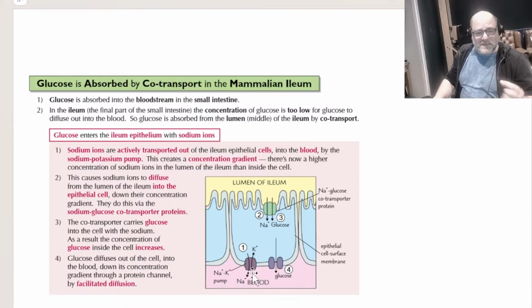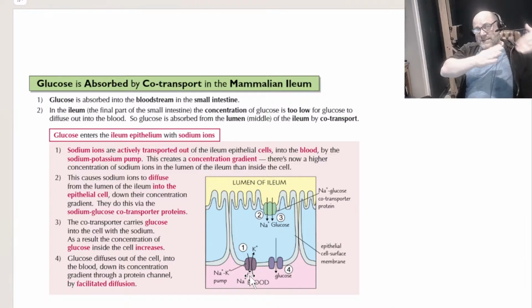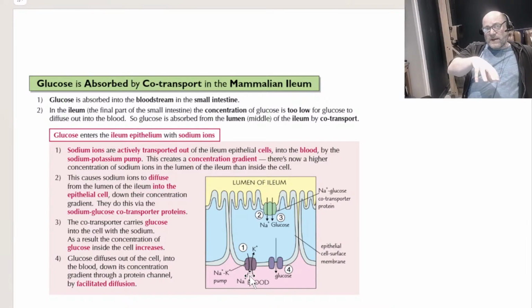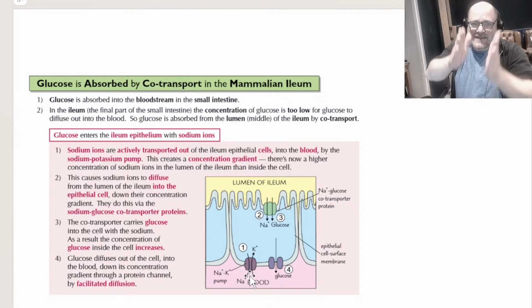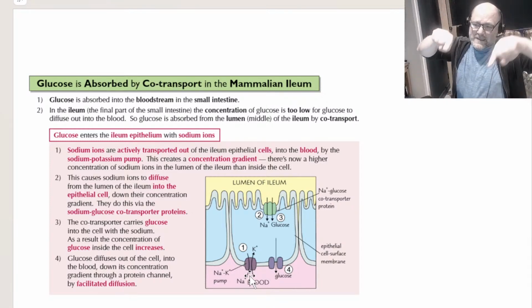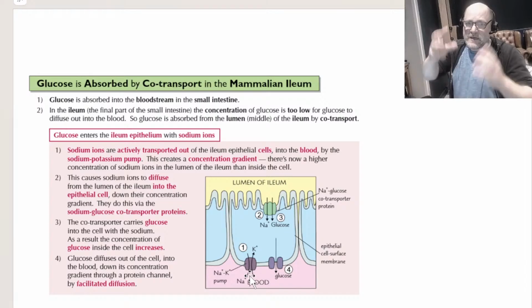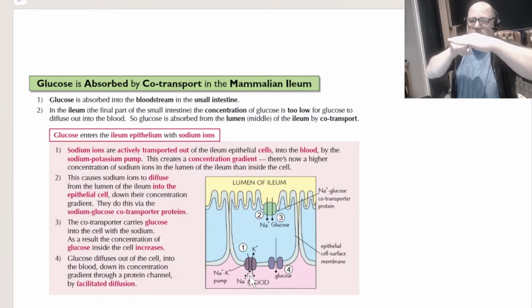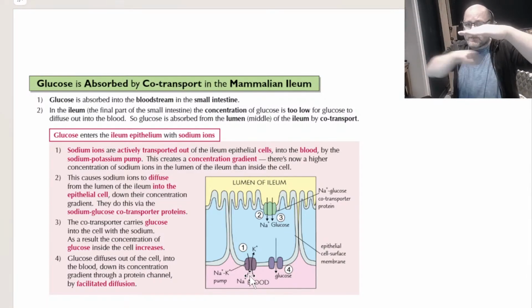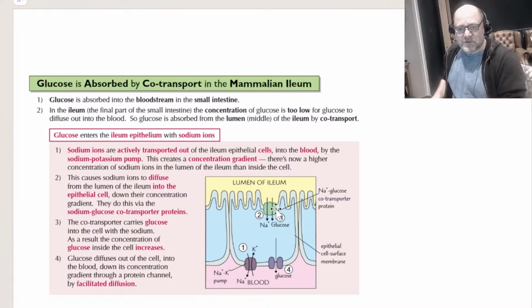What happens is, a pump here at number 1, a sodium potassium pump, takes sodium ions and pumps them out of the epithelial cells into the blood capillaries next to the epithelial cells. The epithelial cells are the single layer of cells on the lumen of your small intestine. So the food's there, the epithelial cells are here. They pump sodium into the blood, which is taken away. This creates a concentration gradient between the sodium that you've eaten in your lumen, and the epithelial cells, which are very low in sodium. So then sodium says, hey, I want to come in.